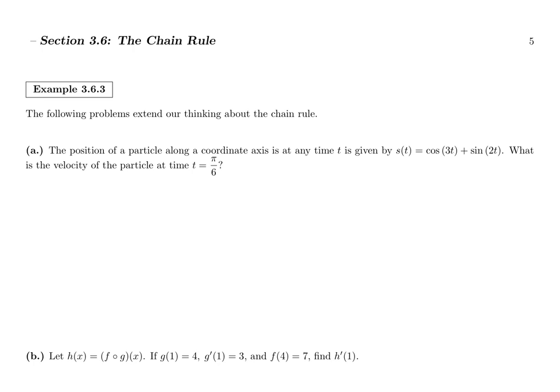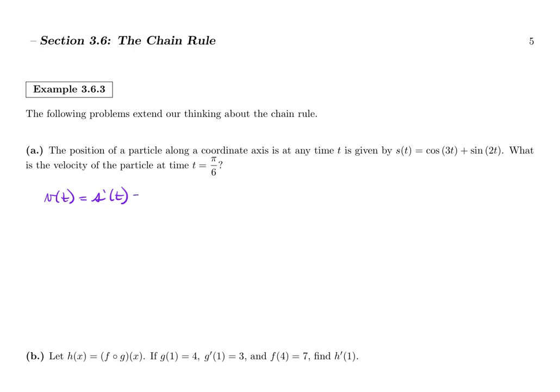For our last page, we're going to look at an application of our chain rule in terms of physics. That's going to be our first application here. So the position of a particle along a coordinate axis is given at any time t by S of t equals cosine of 3t plus sine of 2t. What is the velocity of the particle at time t equals pi over 6? So remember, velocity is equal to the derivative of the position.